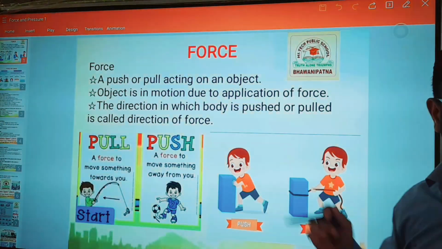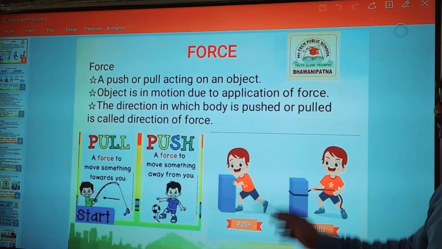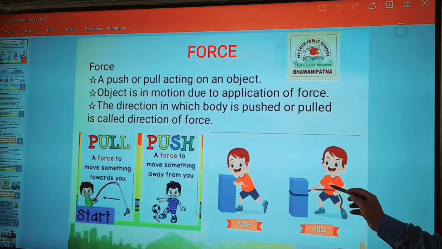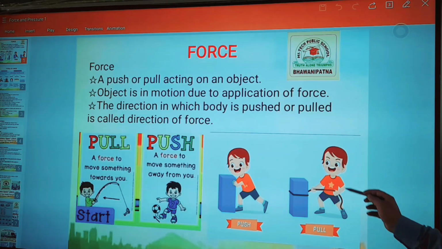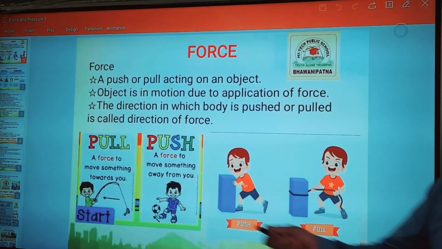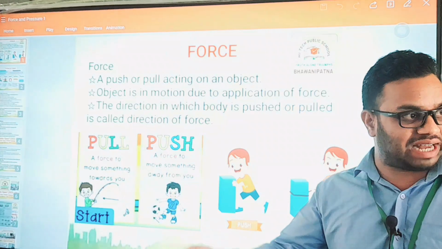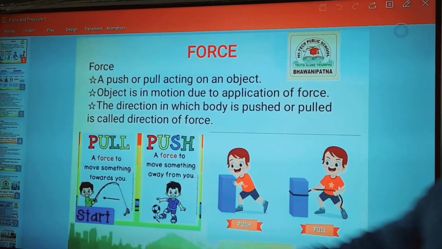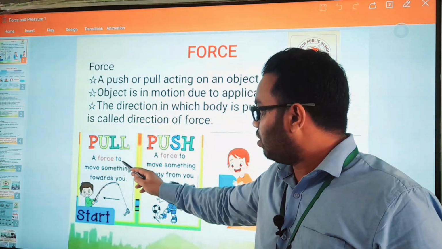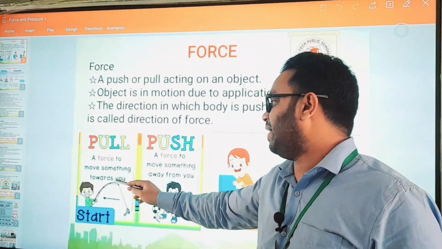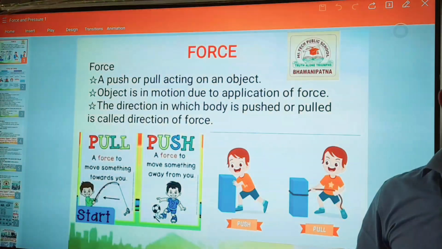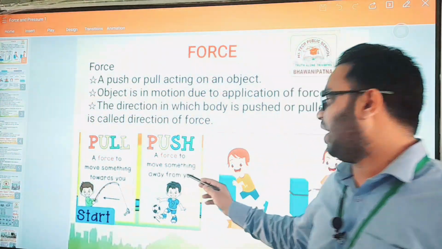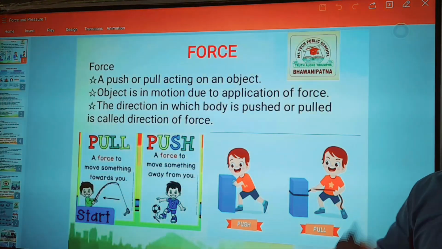Because the force is applied away from the applier of the force. Yes or no? Yes. And then here, this boy is pulling or pushing? Pulling. He is applying the force towards him. Towards himself he is applying the force. That means the boy is pulling the object. So what is pull? A force to move something towards you is called pull. And a force to move something away from you, that is push.